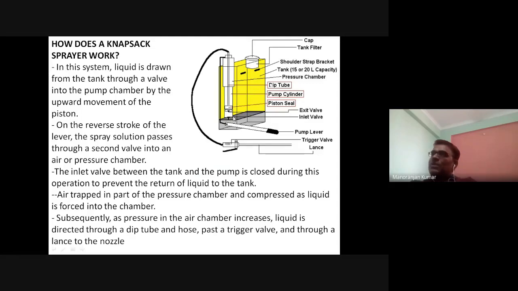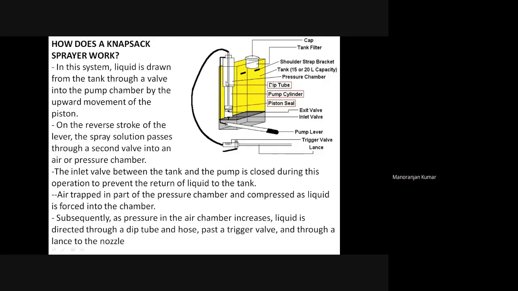Now the main part is this portion. This is the pressure chamber, and this small diameter tube is known as a dip tube. This is the pump cylinder. This is the pump seal, and this is the exit valve, and this is the inlet valve.